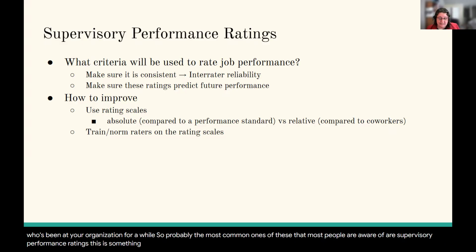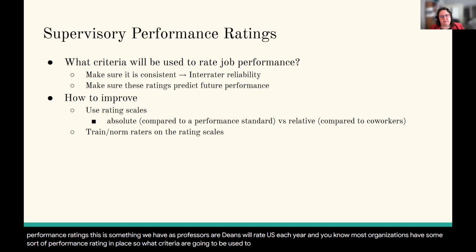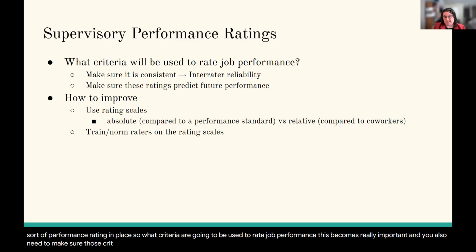This is something we have as professors. Our deans will rate us each year. Most organizations have some sort of performance rating in place. So what criteria are going to be used to rate job performance? This becomes really important. And you also need to make sure those criteria are consistent.